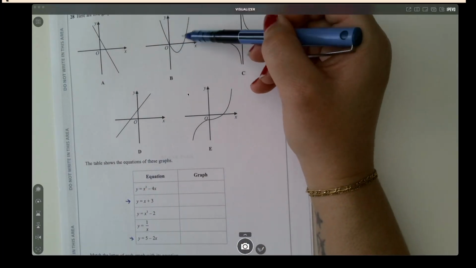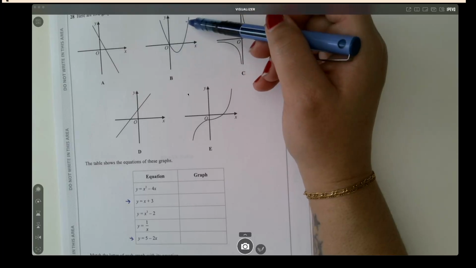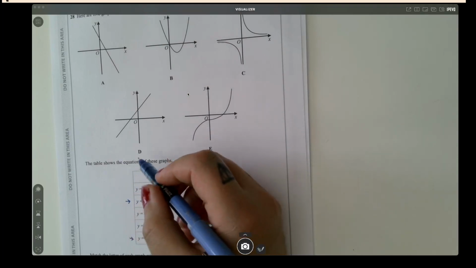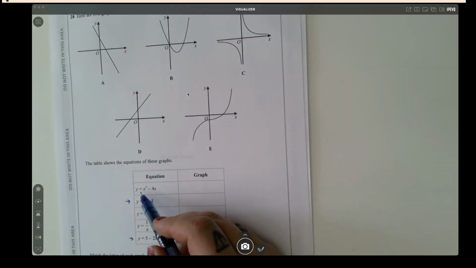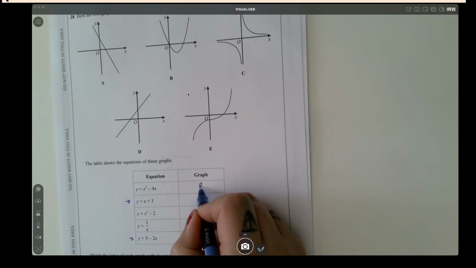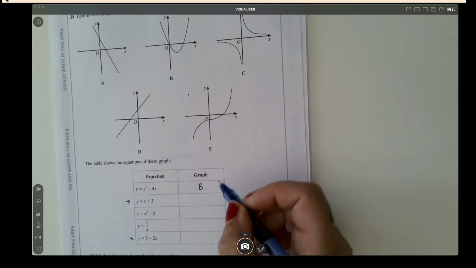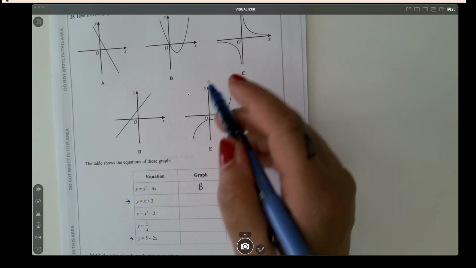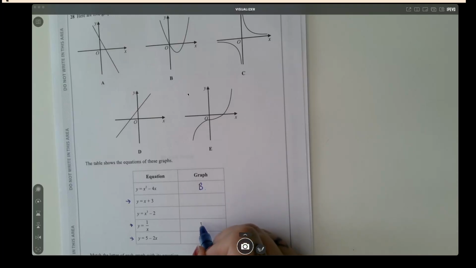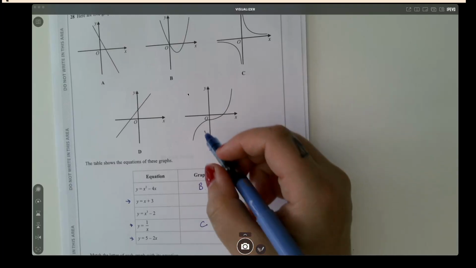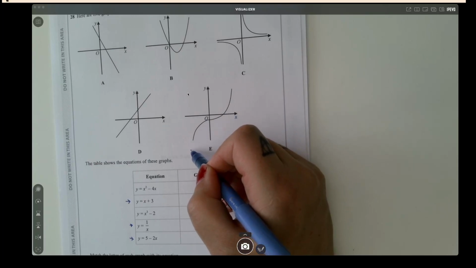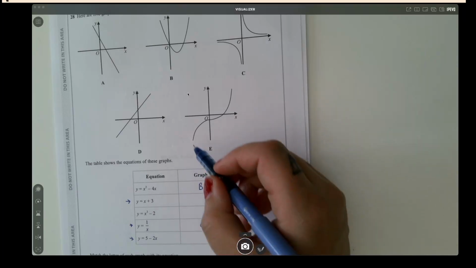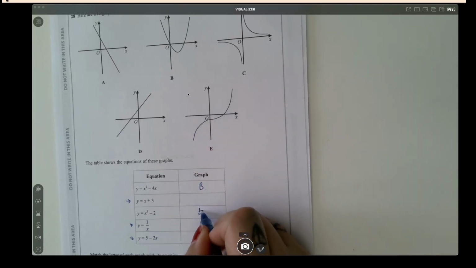We have a curve, a U shape, which is a quadratic curve. So the only equation we have here with a quadratic in is this one, so I'm going to say that this must be graph B. This is the reciprocal graph, which is y equals 1 over x. So the only option for that is here, so that must be graph C. This graph is a curve, and the only other equation we've got that would relate to a curve is x cubed. This is an x cubed curve, so I'm going to put E in there.